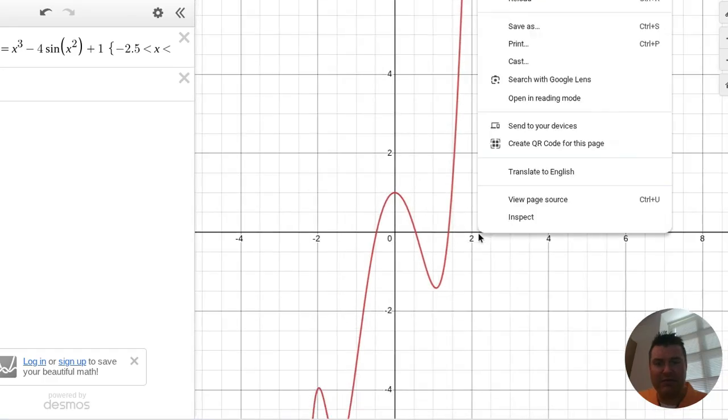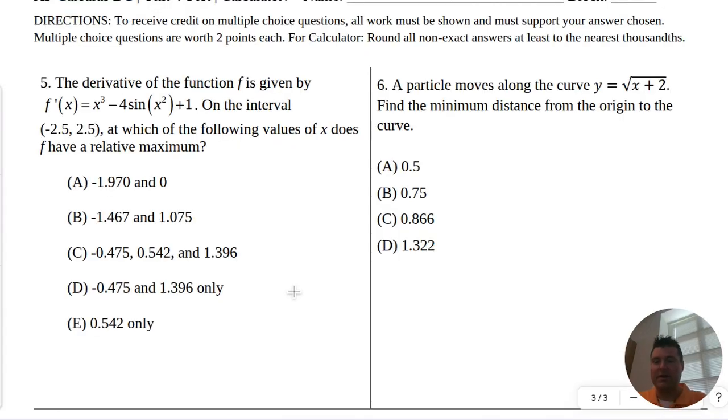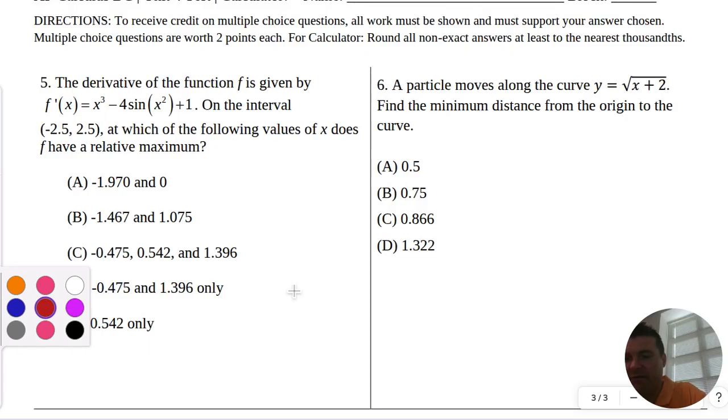This is the derivative. What I'm going to do here is make a sign chart. When I make that sign chart, I know that f prime is equal to 0 at negative 0.47, I have another 0 at 0.542 something, and I have a 0 right there. So I'm going to go back to my other sheet and make a sign chart of f prime.